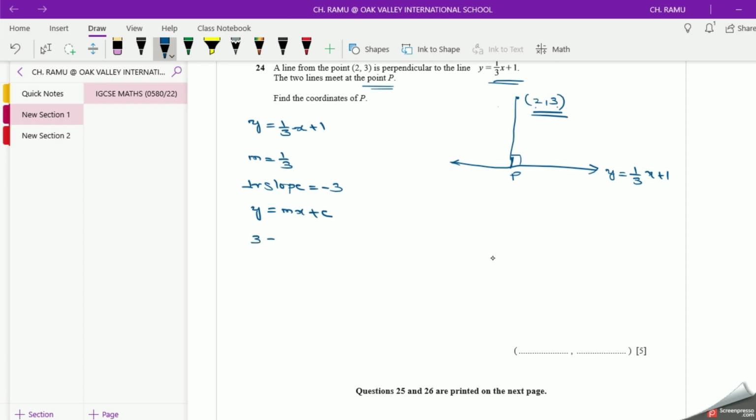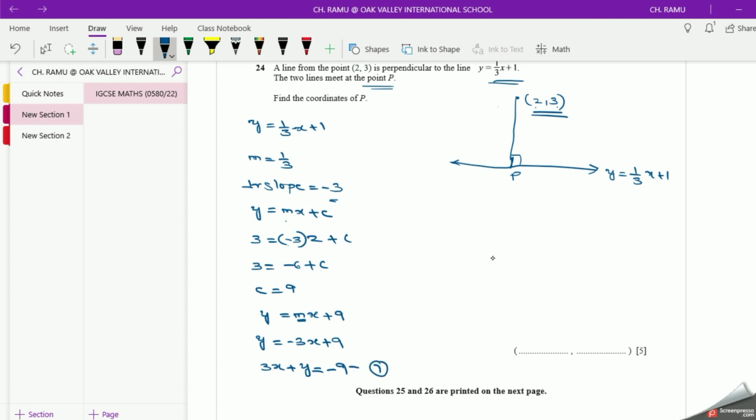So that is 3 is equal to m, which is minus 3, into x, which is 2, plus c. 3 is equal to minus 3 into 2, minus 6, plus c. So c is equal to minus 6 becomes 2 plus 6, 6 plus 3 is equal to 9. Now the equation will be y is equal to mx plus 9. The value of m we already know is minus 3. So y is equal to minus 3x plus 9. That is 3x plus y is equal to 9.